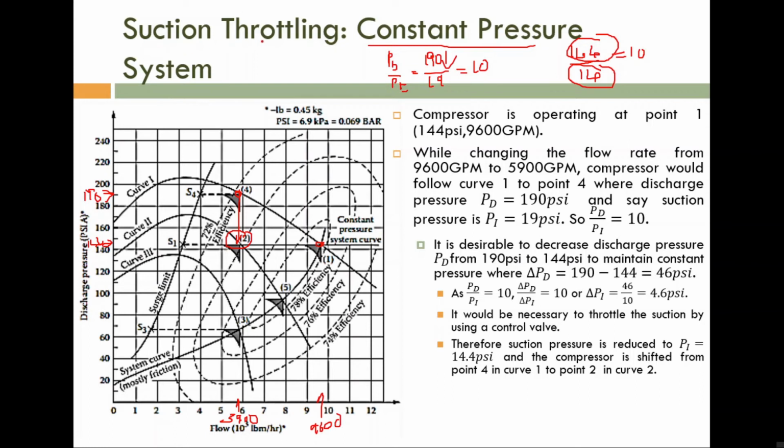After throttling the suction pressure to 14 psi, the compressor curve will shift from curve 1 to curve 2, where the suction pressure is 14 psi. The compression ratio is not changed because corresponding to this flow rate, the compression ratio is 10. So suction pressure is reduced to 14, meaning PD is also reduced to 144 psi. Please note, even if we want a decrease of this much pressure, what are we actually throttling? We are not throttling PD, we are actually throttling PI. We are throttling the suction line.